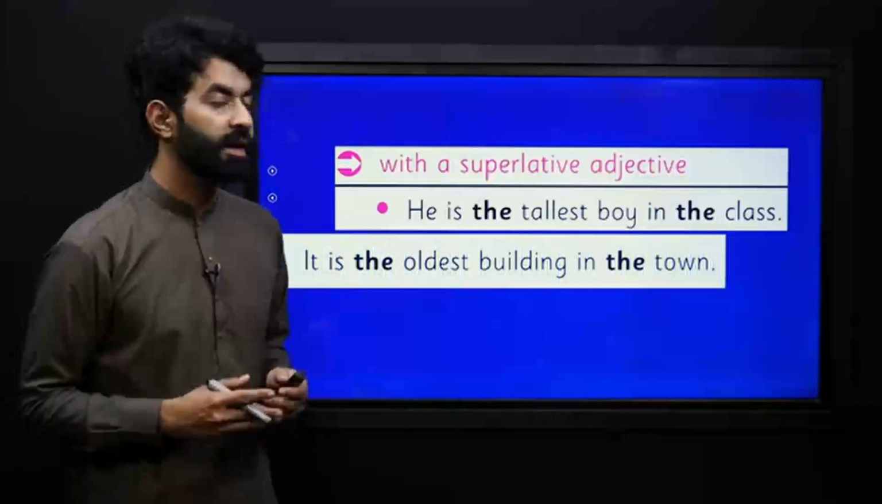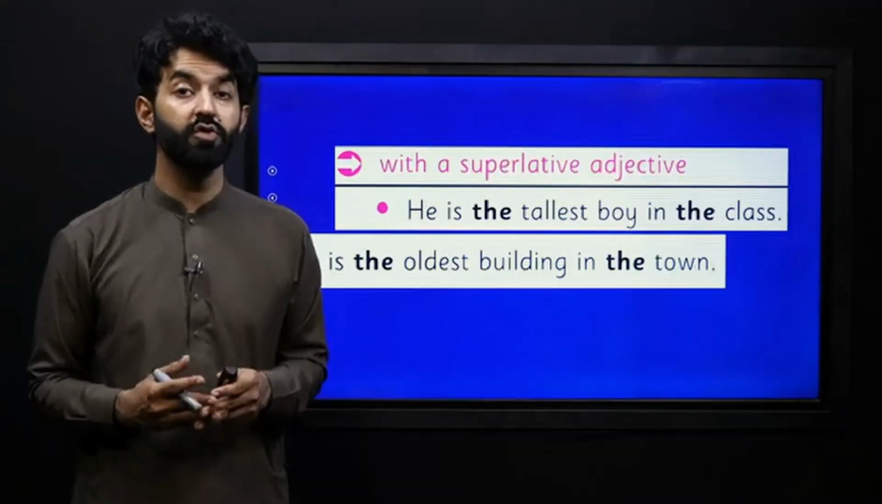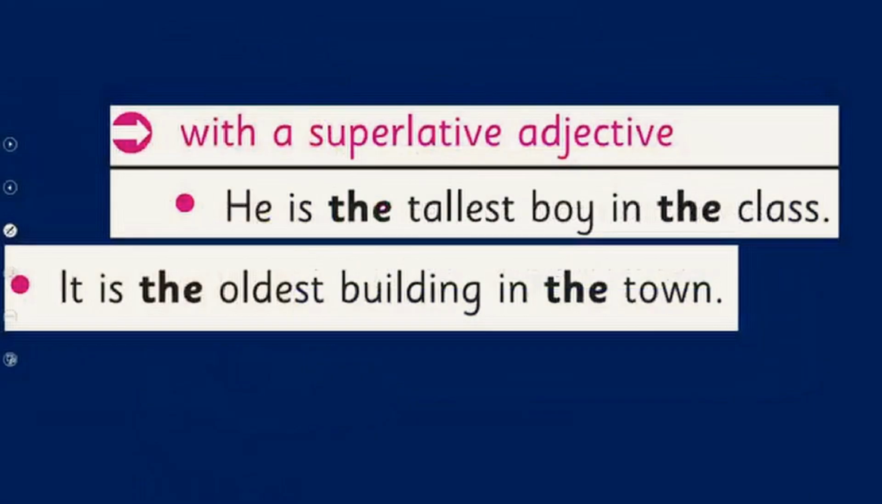Now, let's see what else. We use it with a superlative adjective. For example, he's the tallest boy in the class. Tallest is the superlative degree of tall. That's why we use the definite article here. Obviously, we are talking about the class. Hence, we are using it here.